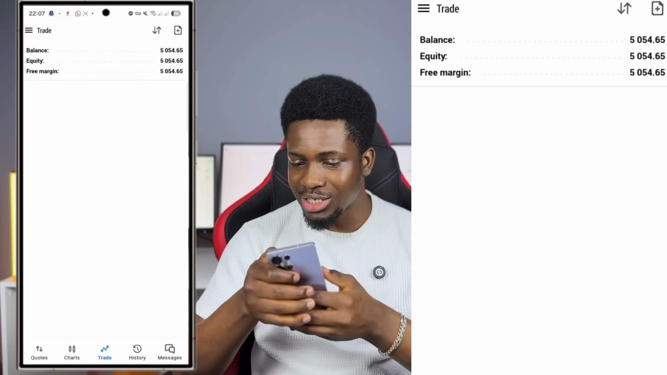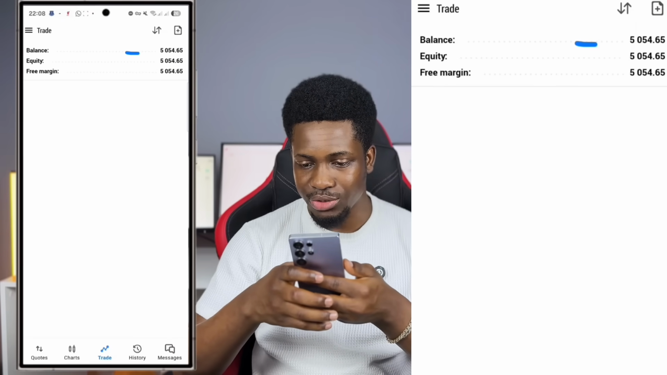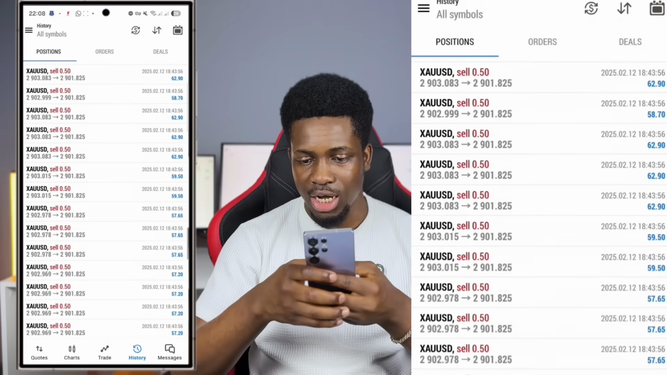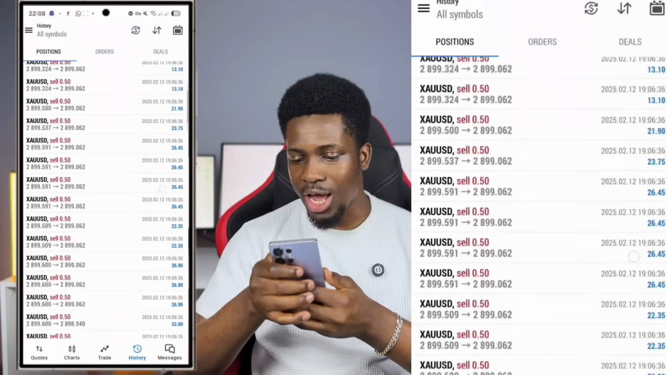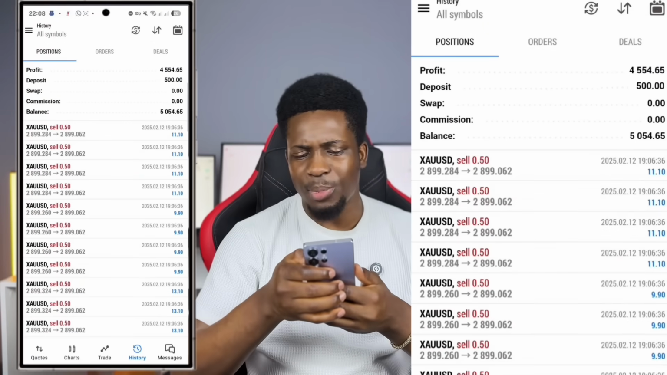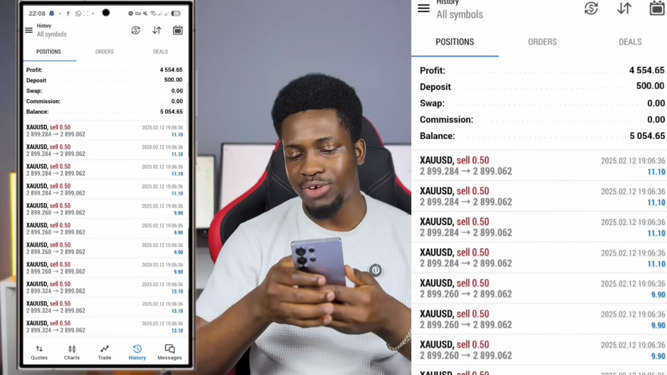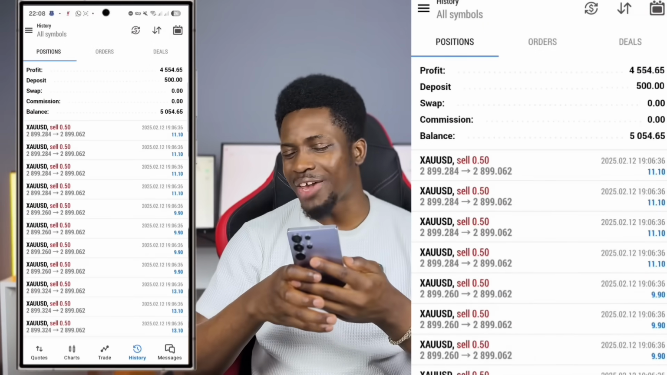So currently, everyone, you can literally see we're running over $5,000. And if we check out our history now, this is exactly what we are having on our trades. We're having approximately 4.5k of profits plus a deposit of $500. So we're having about $5,054 smoothly, just like that. Boom. Okay, guys, so that's just how backtesting actually goes.